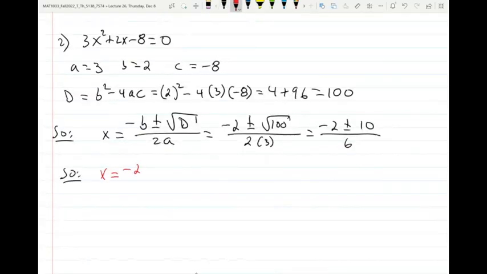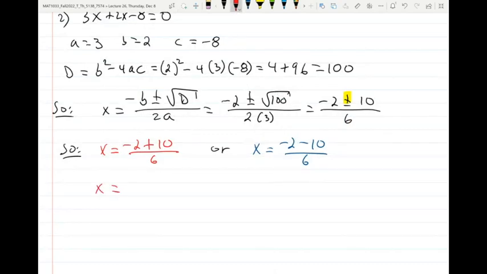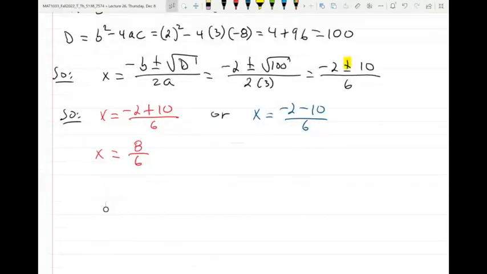We have one with the positive and one with the negative. Okay, so here is one with the positive, and then the other one with the negative. That's just a shorthand of writing the two solutions at once. And now simplify accordingly. So for example, over here we get negative 2 plus 10, that's 8. So we get 8 over 6.